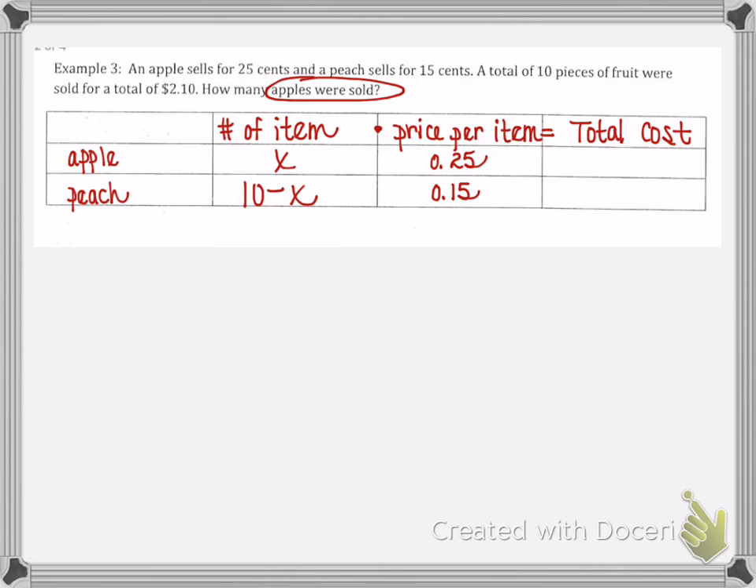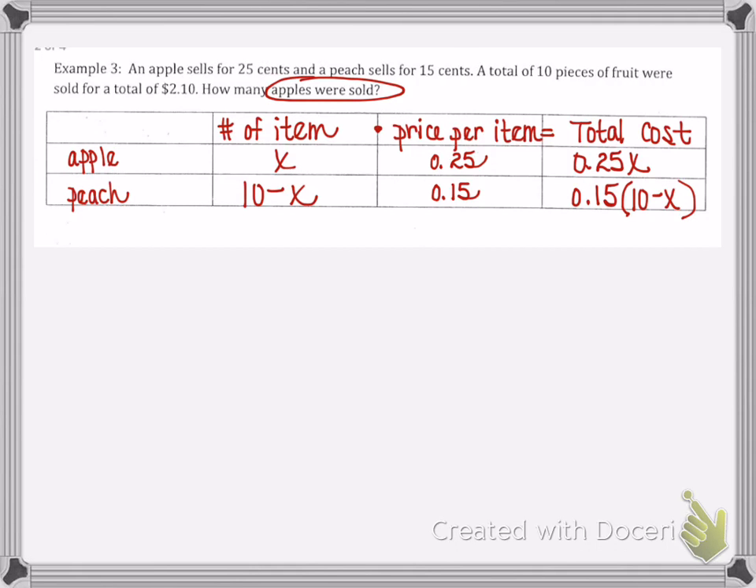Now you'll notice that when I set up my chart, I made my multiplication in between the first two columns and my equal sign before the third. That's going to help me when I go to fill in the total cost, because I know that I have a total of 0.25 times X to find the total cost of apples, and 0.15 times, in parentheses, 10 minus X to find the total cost for peaches.